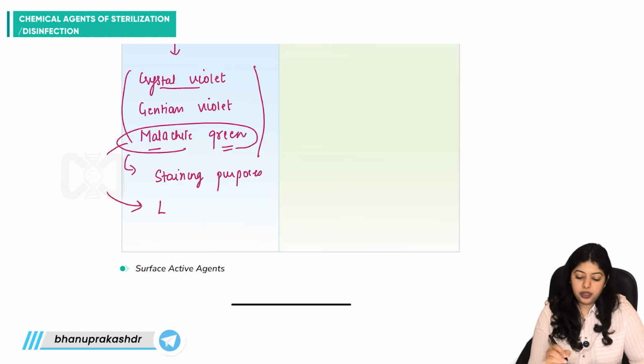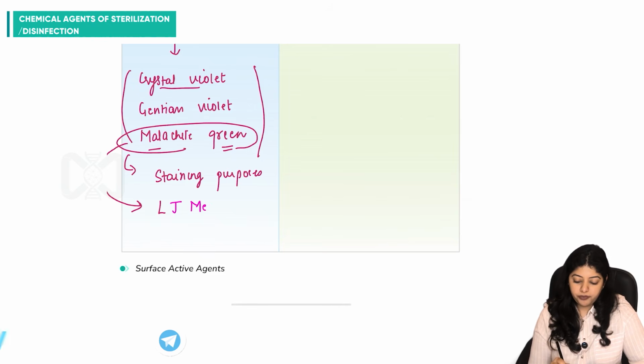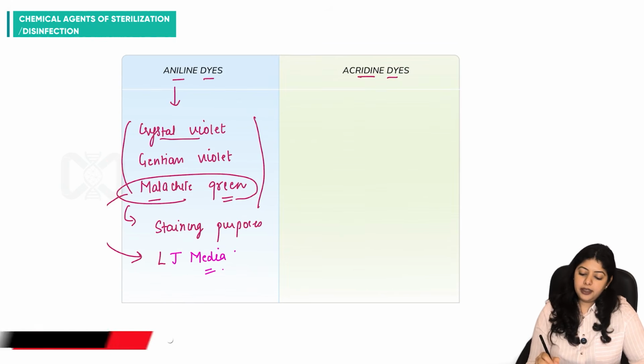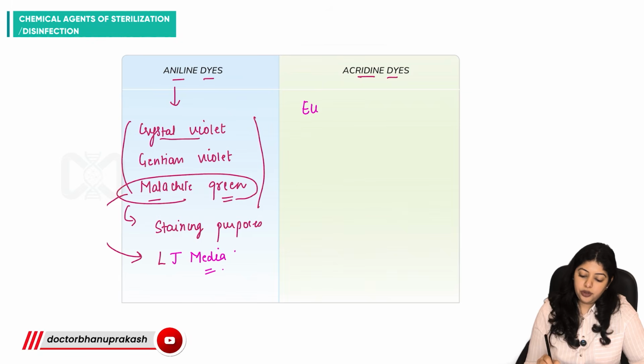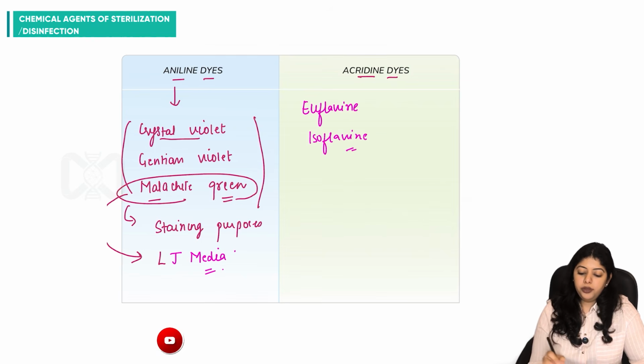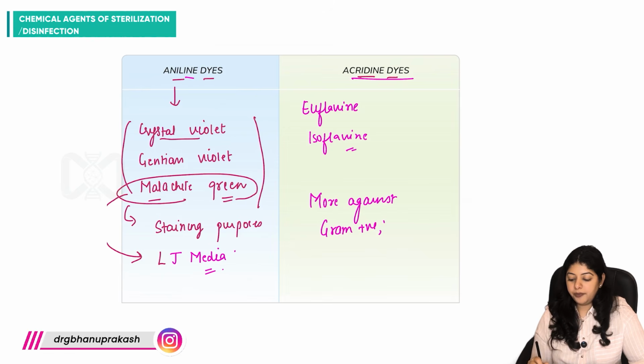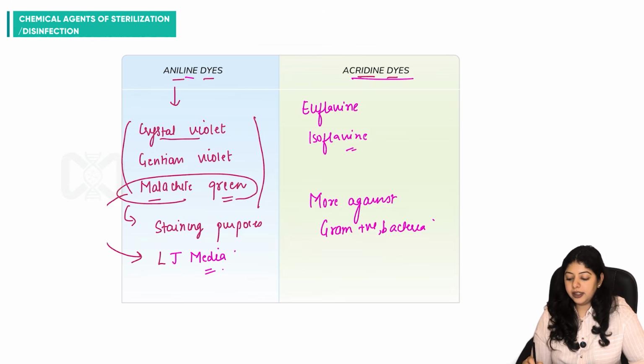Malachite green is used in LJ media, right? And acridine dyes include acriflavine and proflavine. All of these dyes, acridine and aniline dyes, are more active against gram-positive bacteria than gram-negative bacteria, right?